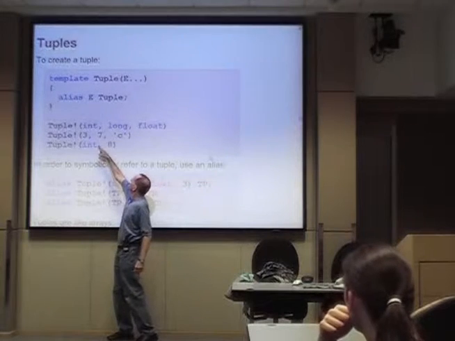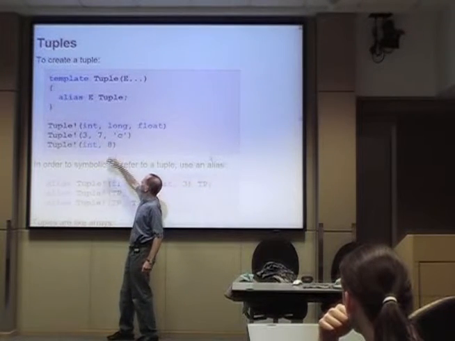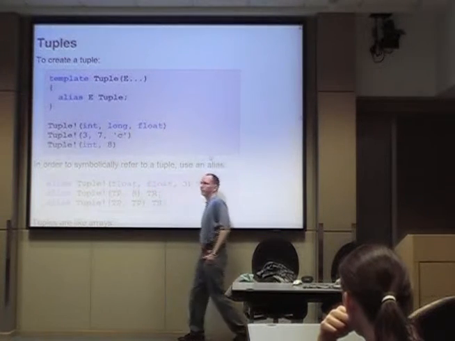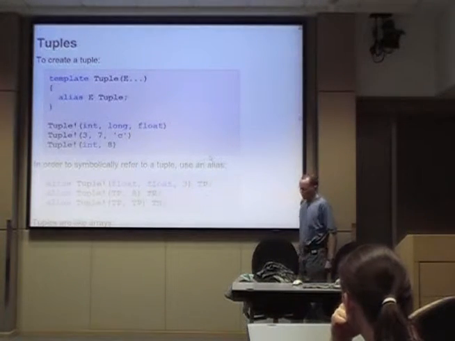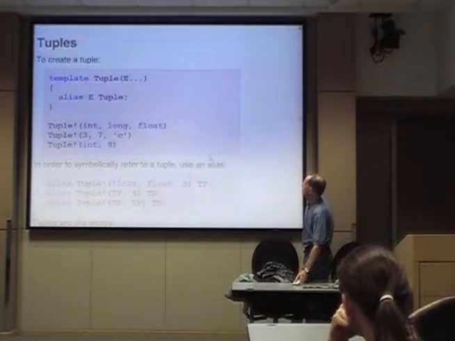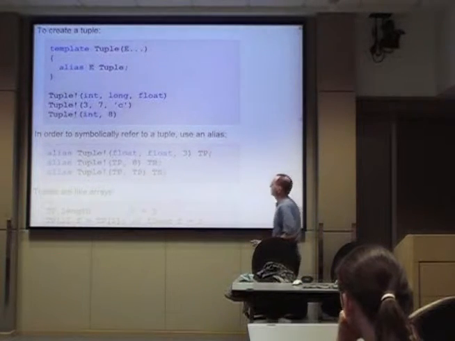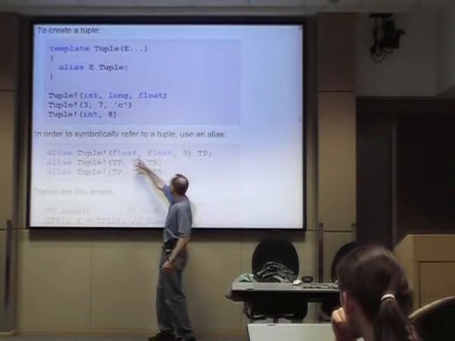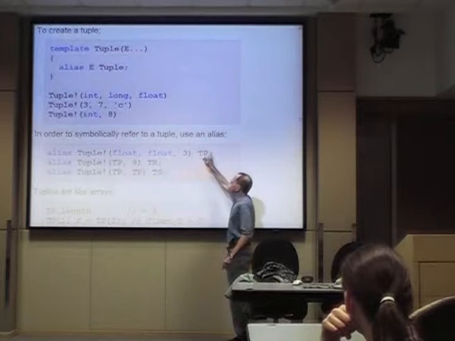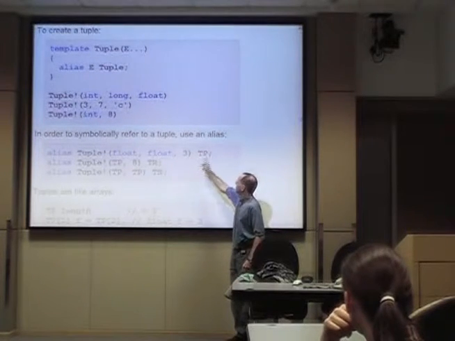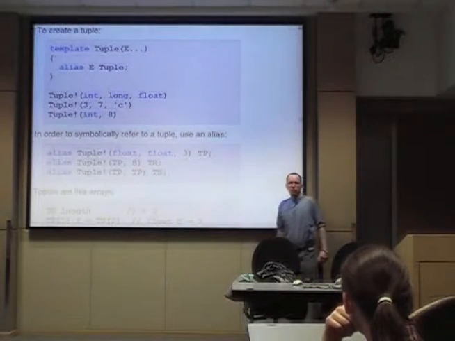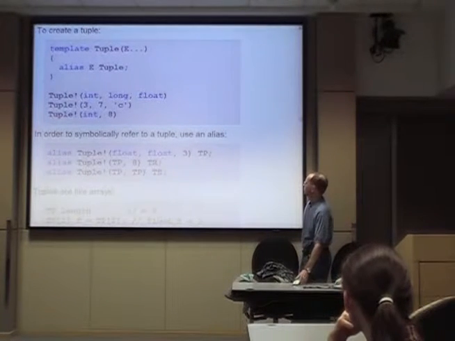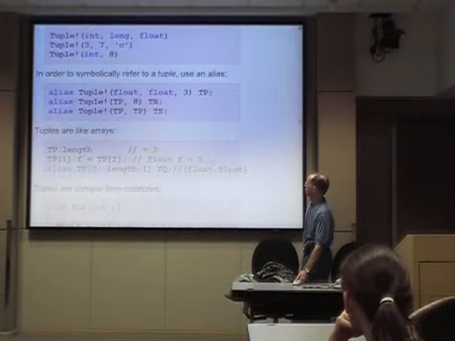Or we can have a tuple of the values 3, 7, and the character 'c', or a tuple of a type and a value. So we can refer to them symbolically, instead of having to type the tuple thing over and over again, just by going alias, give the tuple, and we'll call it TP. So here we have three different tuples declared, and now that we have a handle for them, we can do some fun things with them.